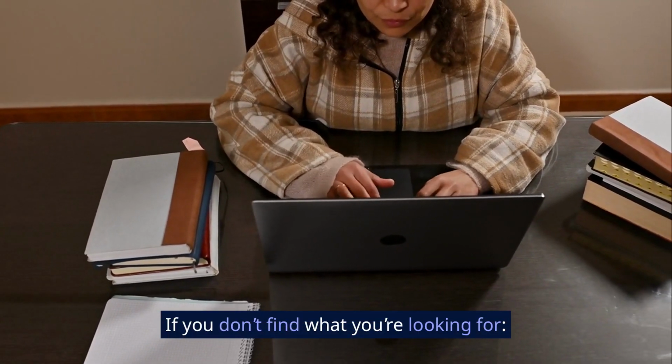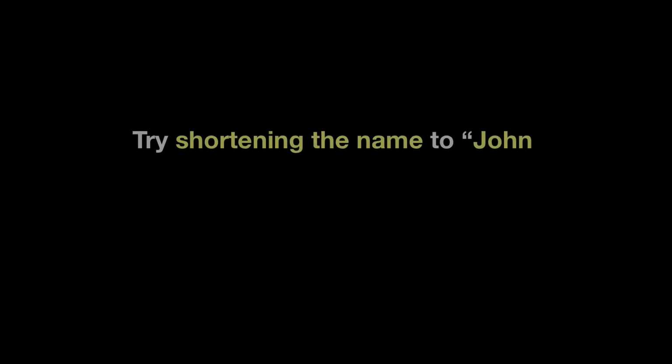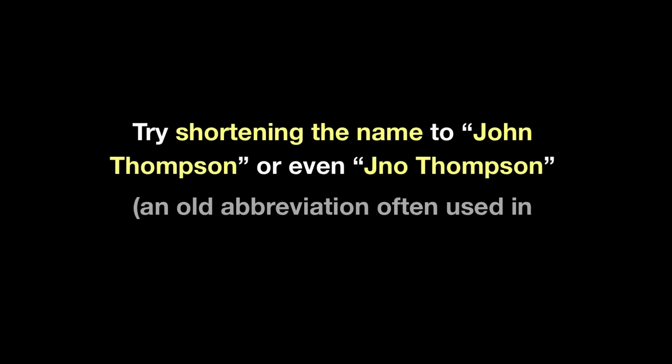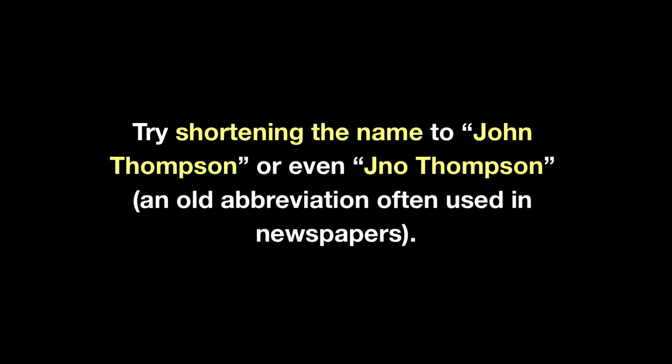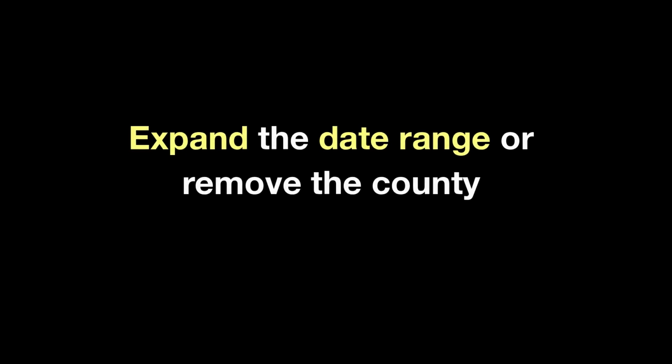If you don't find what you're looking for, try shortening the name to John Thompson or even JNO Thompson, an old abbreviation often used in newspapers. Expand the date range or remove the county restriction. Or try related terms like smithy, horseshoe, or workshop.